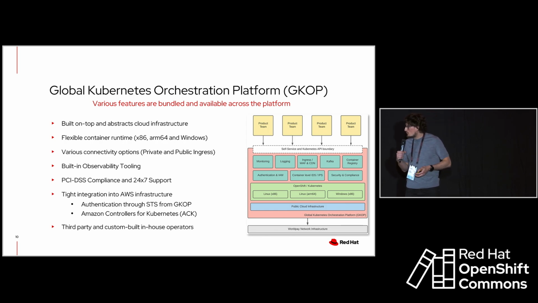Apart from that, we also have some teams who don't want to run another infrastructure as code tool, but simply want to consume their AWS resources, again in their AWS account. So this is where app controllers come in. They can import and manage their AWS resources directly from our GCOP runtime.